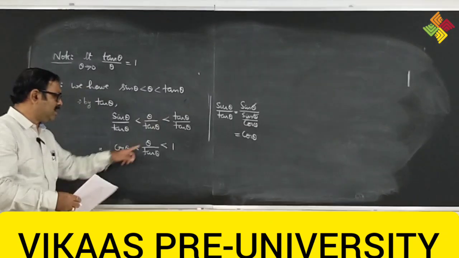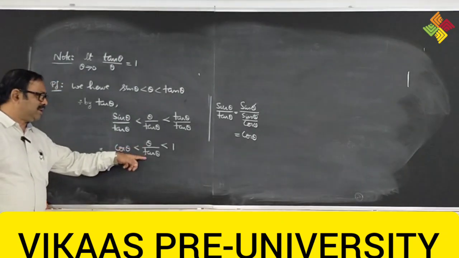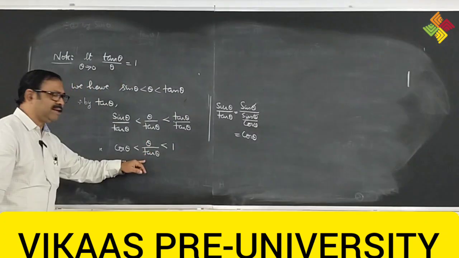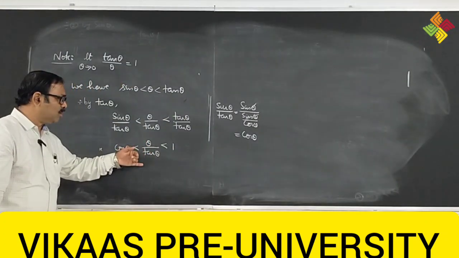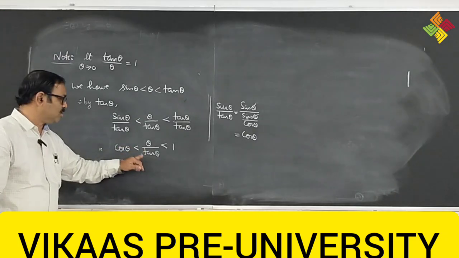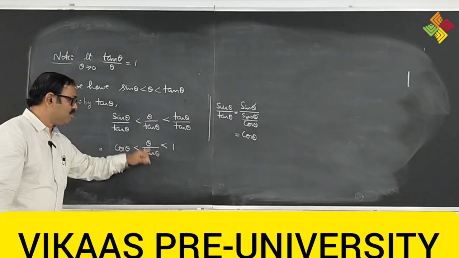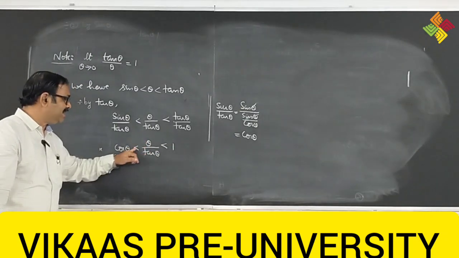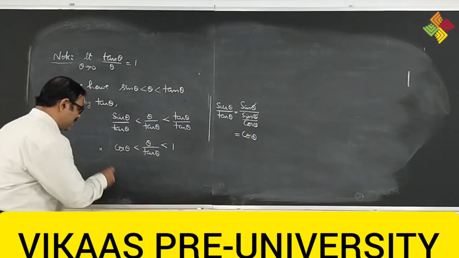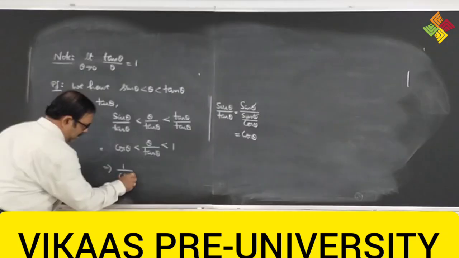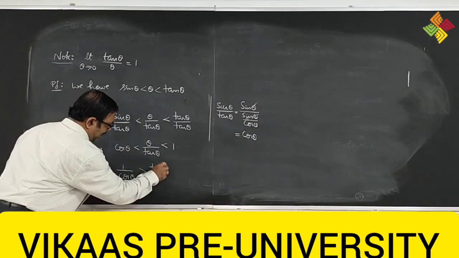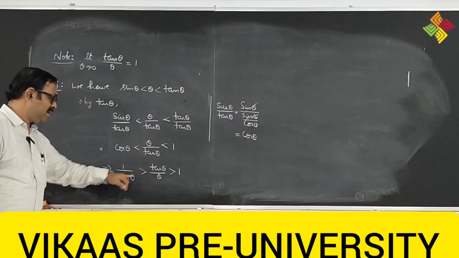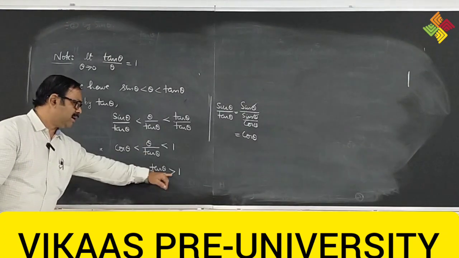But students, I want tan theta by theta, not theta by tan theta. Even in the earlier case of sin, I had written sin theta by theta, correct? So now what to do? In order to get tan theta by theta, you have to take the reciprocal. When you take the reciprocal, obviously the inequality sign changes. So this implies 1 by cos theta greater than tan theta by theta greater than 1.